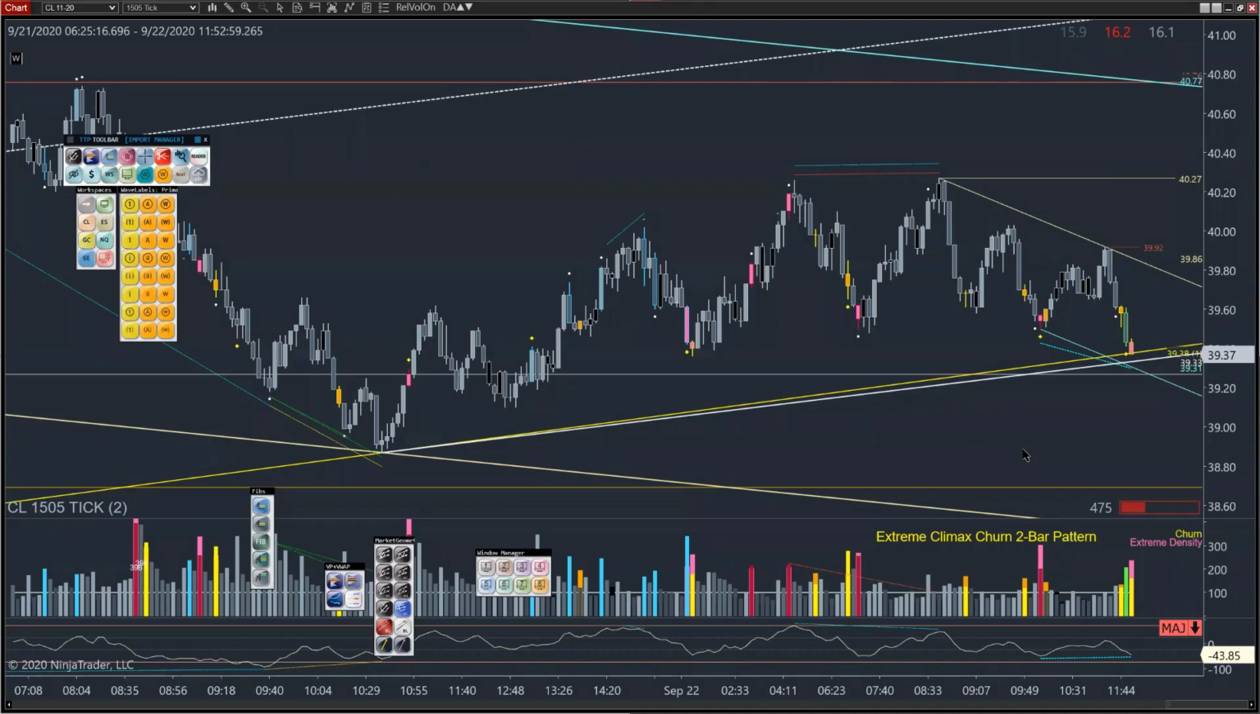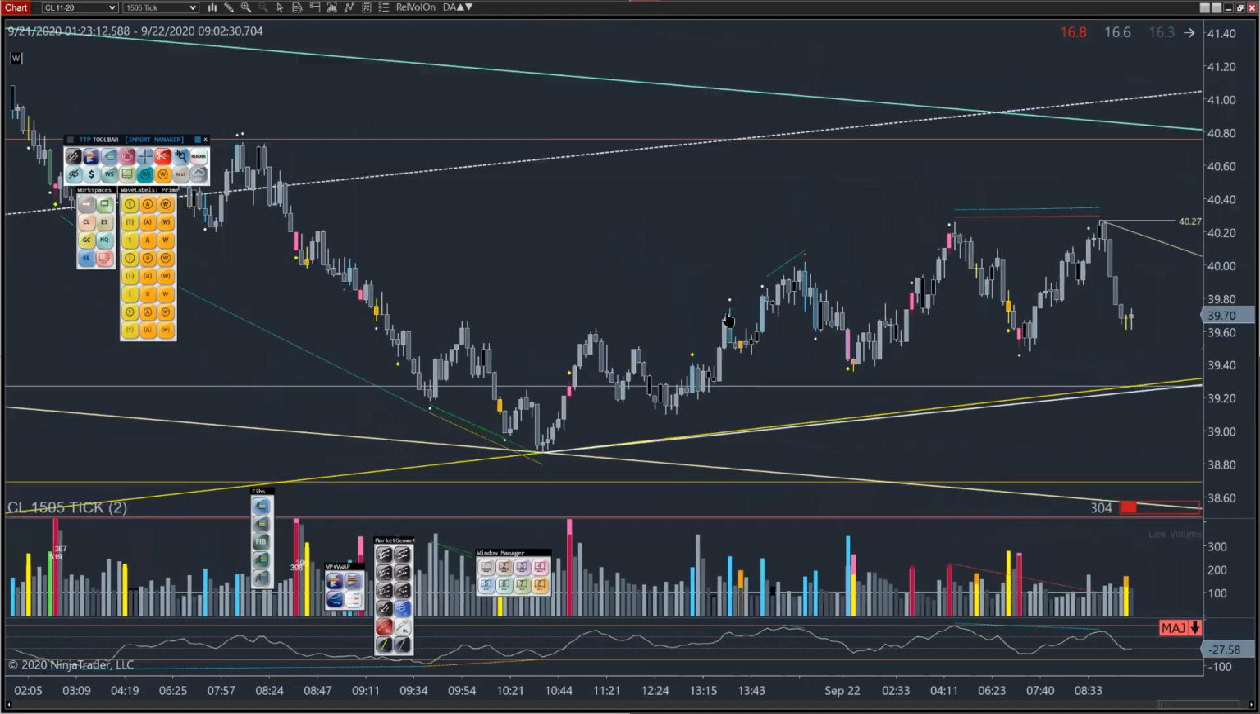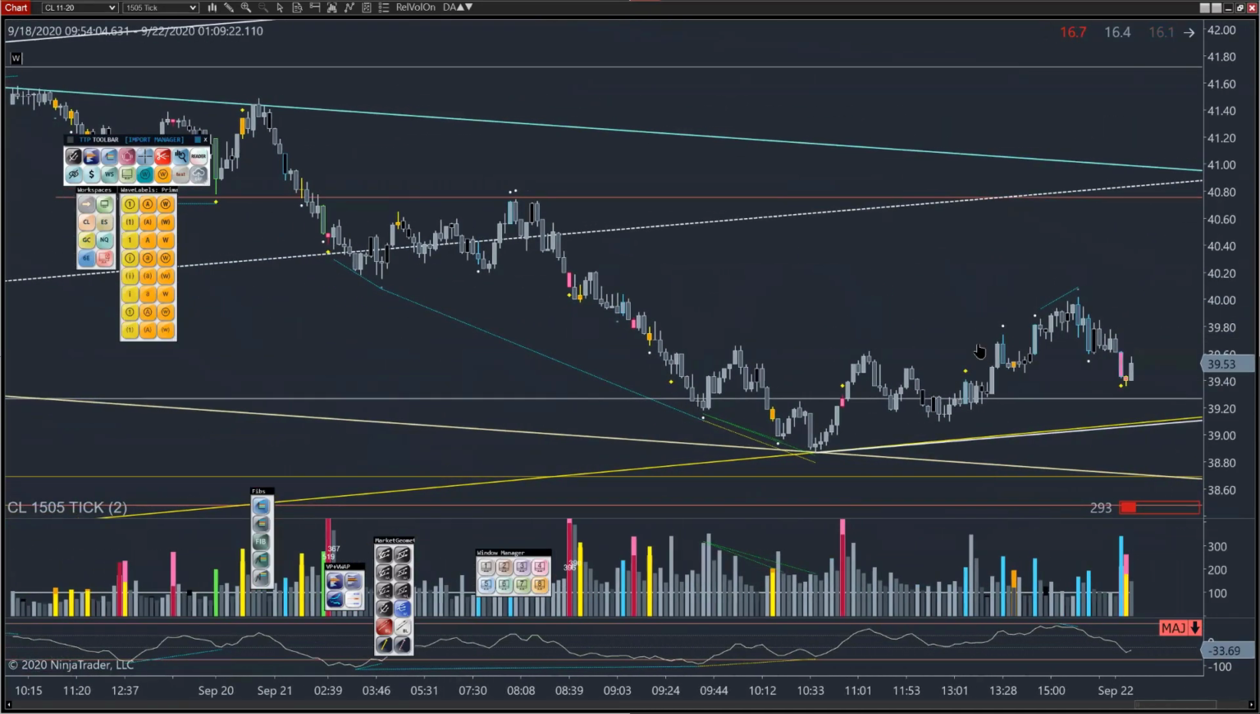All right, we're coming up on a potential long in crude. That's a 2-bar pattern on the tick 2. That is usually quite, well, you see the most recent one we had? Right there. That was a pretty big one, mind you.